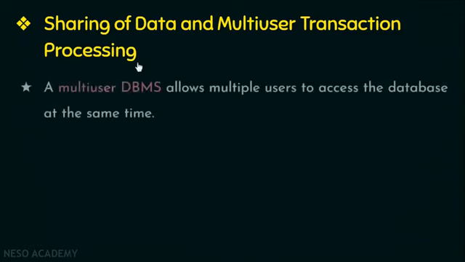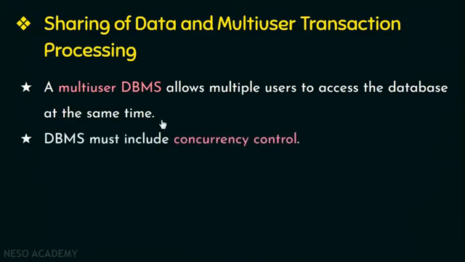As the name suggests, a multi-user DBMS allows multiple users to access the database at the same time. Now, for multiple users to access the database at the same time, DBMS must include concurrency control. Now, what is concurrency control? Concurrency control is nothing but when multiple users are sharing the same database at the same time, it should prevent two users from editing the same data at the same time.